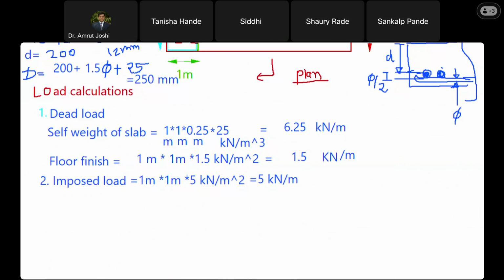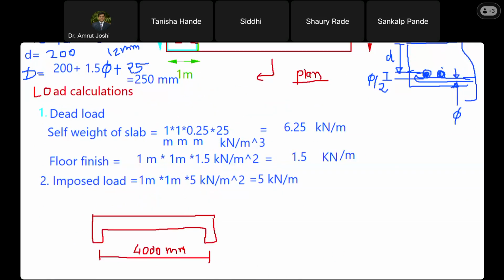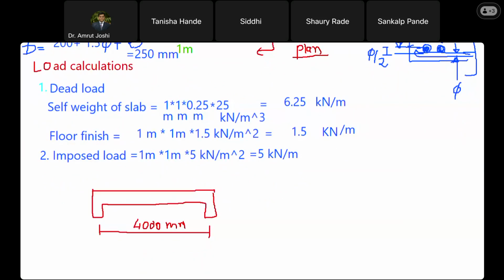The beams will be visible. Are you with me? And I am going to see the slab. What is the span of the slab? The span of the slab is given as 4000 mm. Happy? And this slab spans between the beams. Just like we had beam spans between the columns, the slab will span between the beams. Happy?